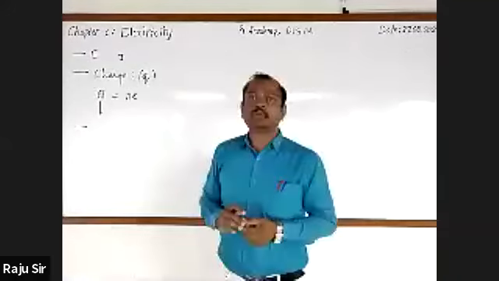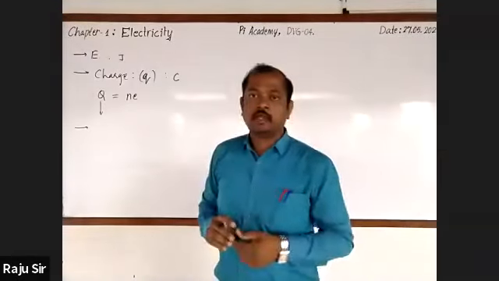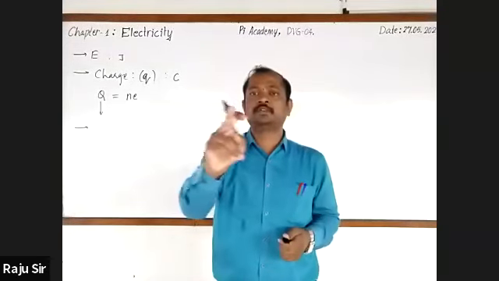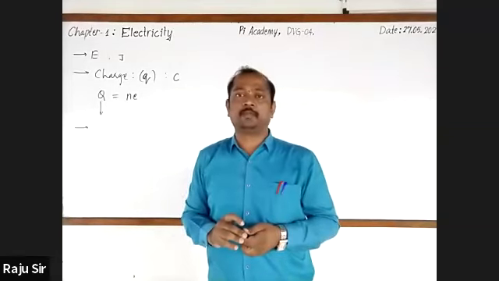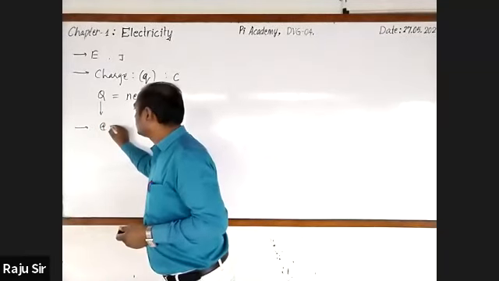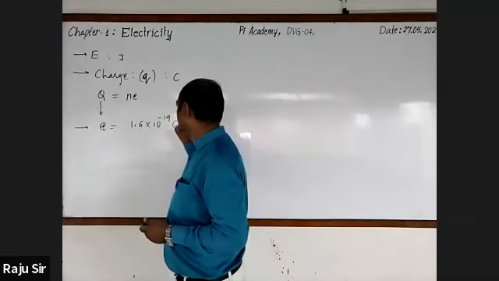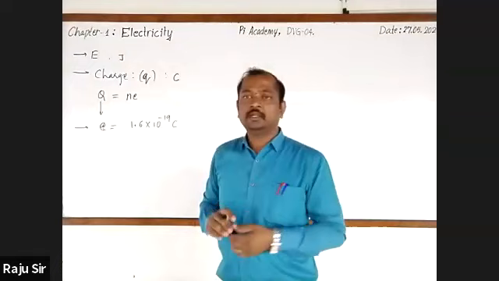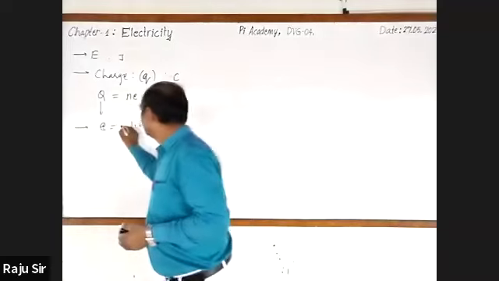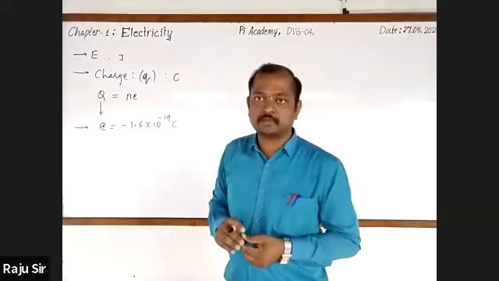That unit is coulomb. Coulomb is the SI unit of charge. The charge of a proton is 1.6 into 10 raised to the power minus 19 coulomb. Similarly, the charge of an electron is 1.6 into 10 raised to the power minus 19 coulomb. And to represent the value of the charge of an electron, we use the sign called minus.